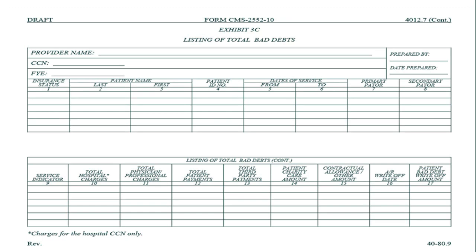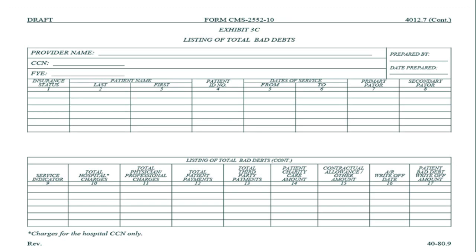This also asks for primary and secondary payer from the patient, information regarding their service, whether it was inpatient or outpatient, total charges, physician charges, and then any payments to get you down to the write-off amount. And again, careful attention should be paid to this schedule, as the end result should be the actual write-offs. But this exhibit does that through a calculation.